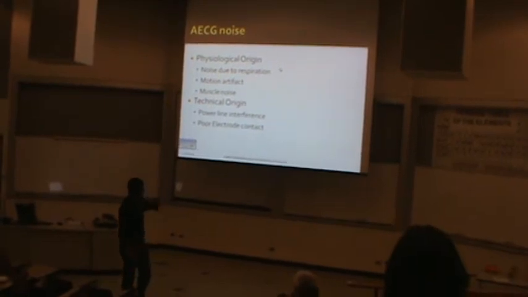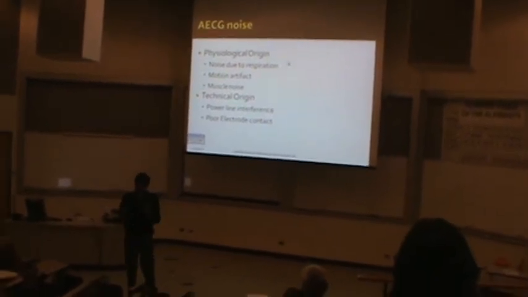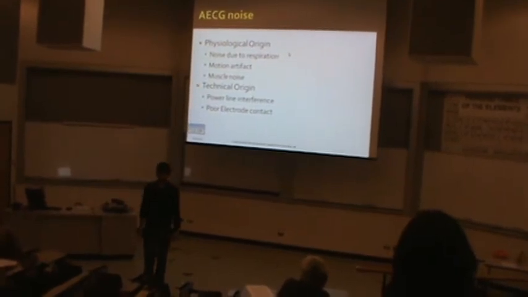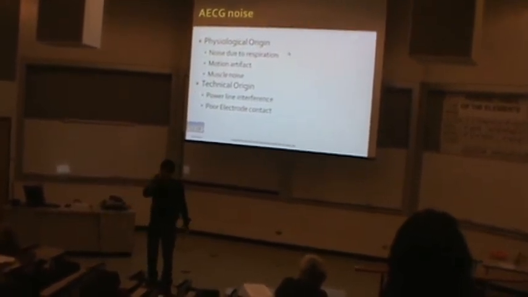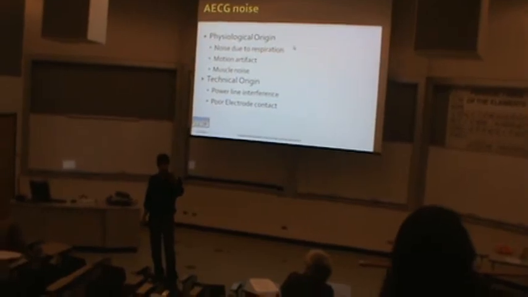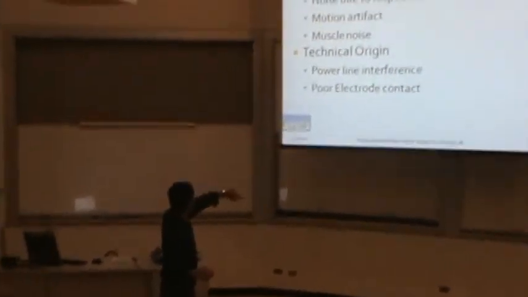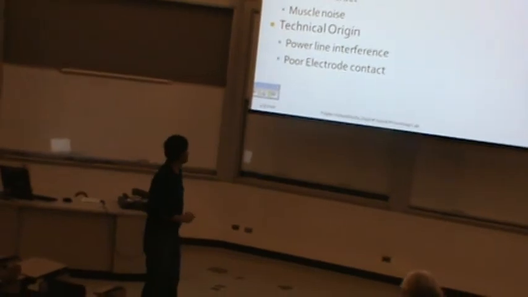Then there is technical origin. There is something called power line interference. Imagine you are sitting in front of your computer, you have a 60 Hz power hum. All the power lines in the United States are of 60 Hz. Now this hum will affect your ECG signal. At 60 Hz, there is going to be a noise. And of course, poor electrode contact. If the electrode contact on your chest is bad, it induces a noise.